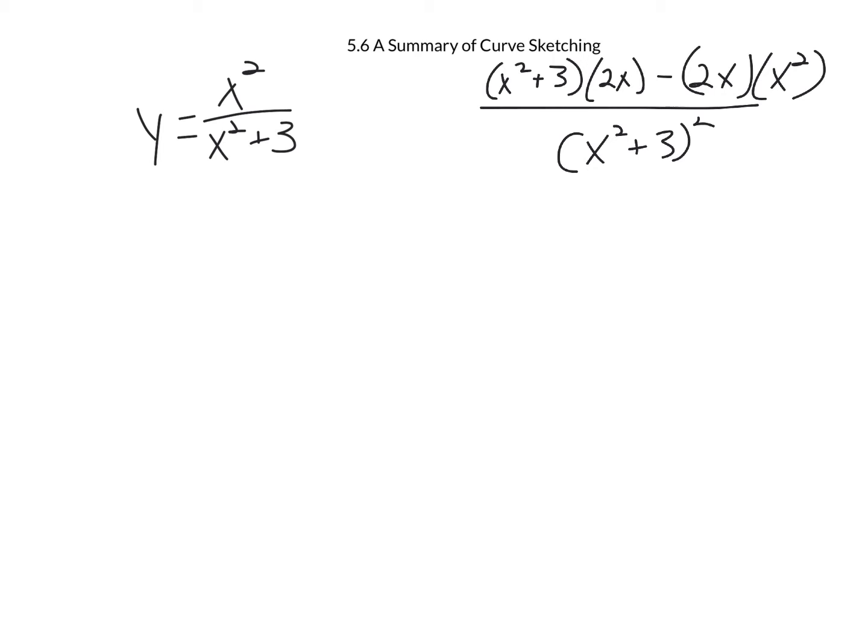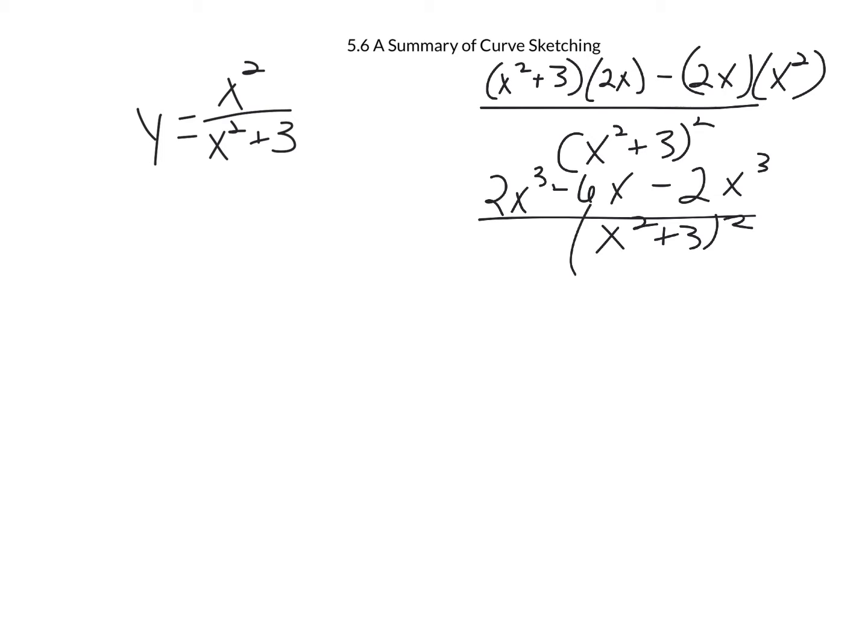And then simplify it, so we're going to get 2x cubed plus 6x minus 2x cubed. Well, it comes out kind of nice, huh? And then 2x cubed minus 2x cubed just goes away, and we're left with 6x. So your first derivative, y prime, is equal to 6x over (x squared plus 3) squared. Okay, so that's your first derivative.